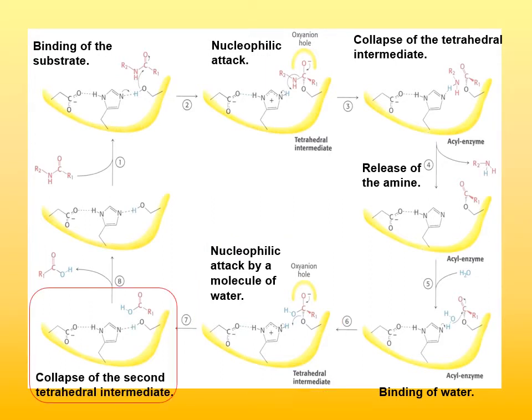In the next step, this tetrahedral intermediate collapses, and now the molecule of acid is actually released. In this case, it's still there in the active site, but the physical covalent bond to it has been broken. Also note that the catalytic triad has been restored. So the original hydrogen bonds between aspartate, histidine, and serine residues have now been reformed in this seventh step.